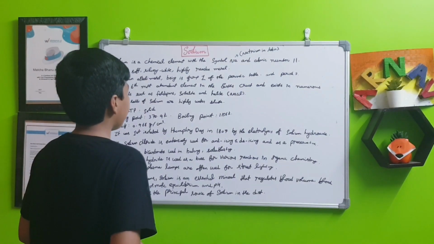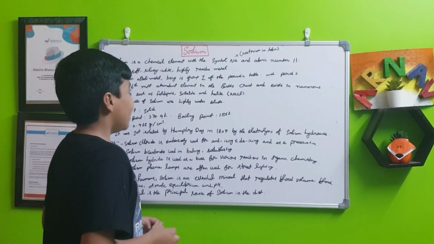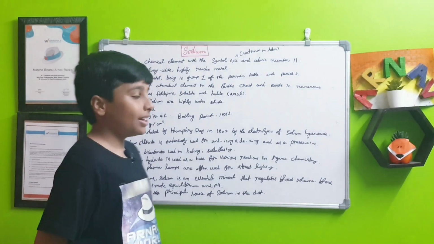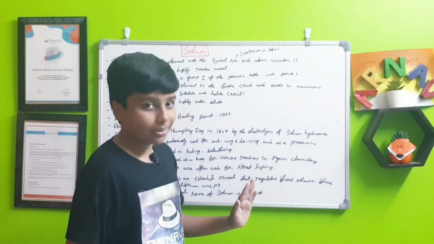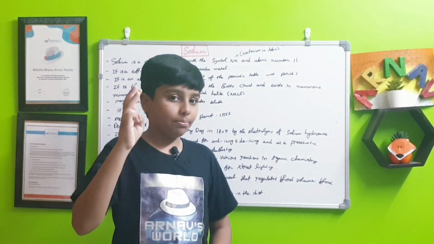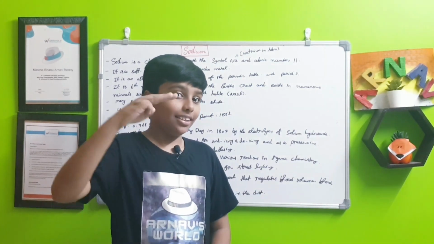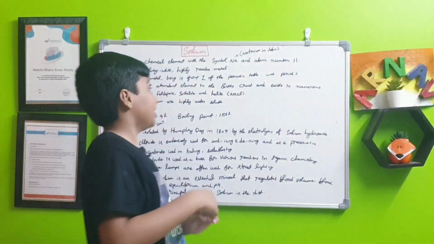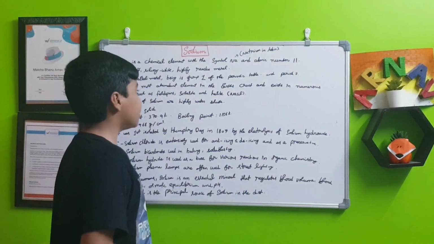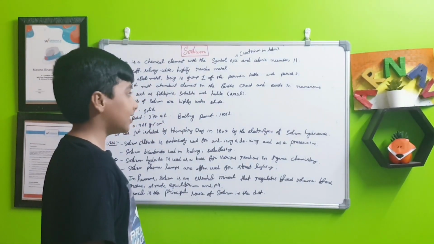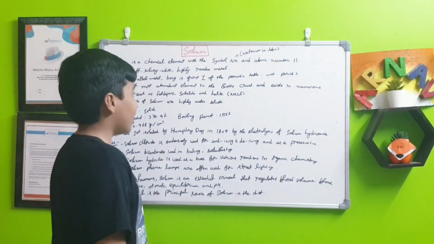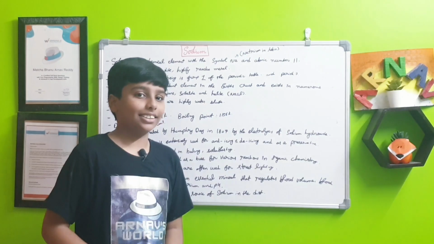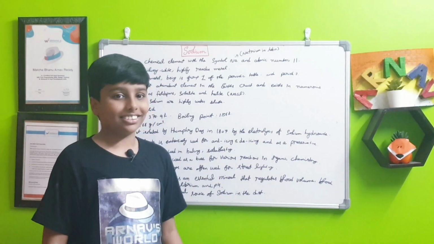So it is an alkali metal, so it is in group 1 of the periodic table in period 3. Yes, it is in the first group, that means the first column, and the third period, or the third row. It is the 6th most abundant element in the Earth's crust and exists in numerous minerals such as feldspars, sodalite and halite. Here halite is just the salt crystals.